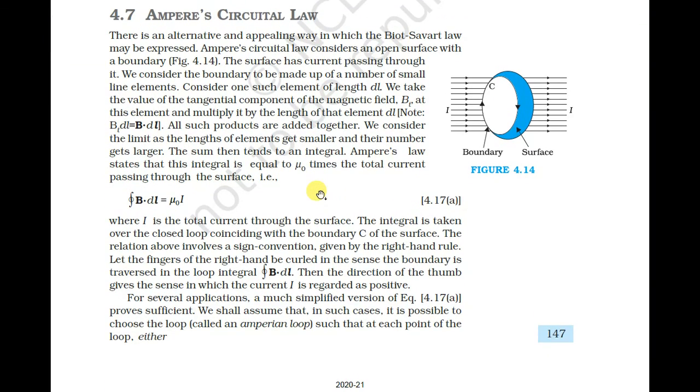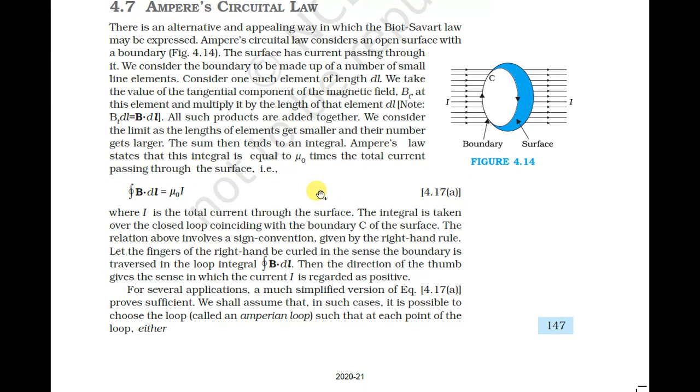So the integral of B dot dl equals mu 0 I, where I is the total current through the surface. The integral is taken over the closed loop coinciding with the boundary C of the surface. The relation of the sense of the loop to the direction of current is given by the right hand rule. The direction of the thumb gives the sense in which the current I is regarded as positive.